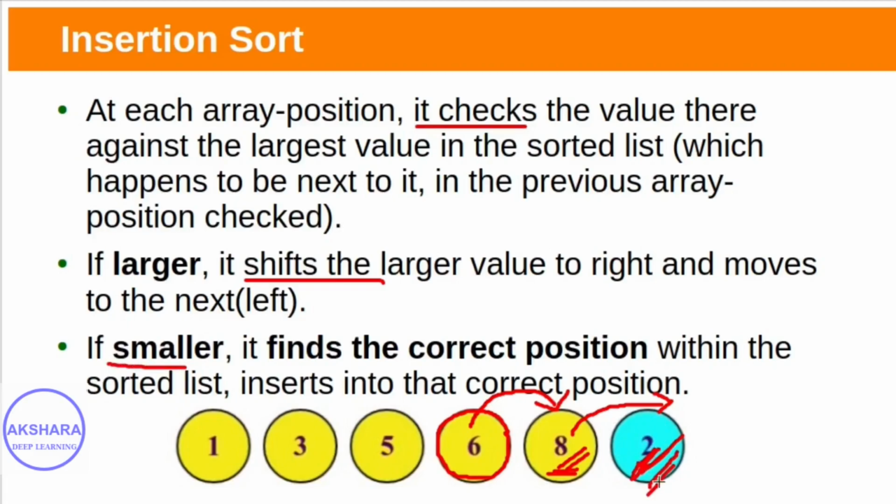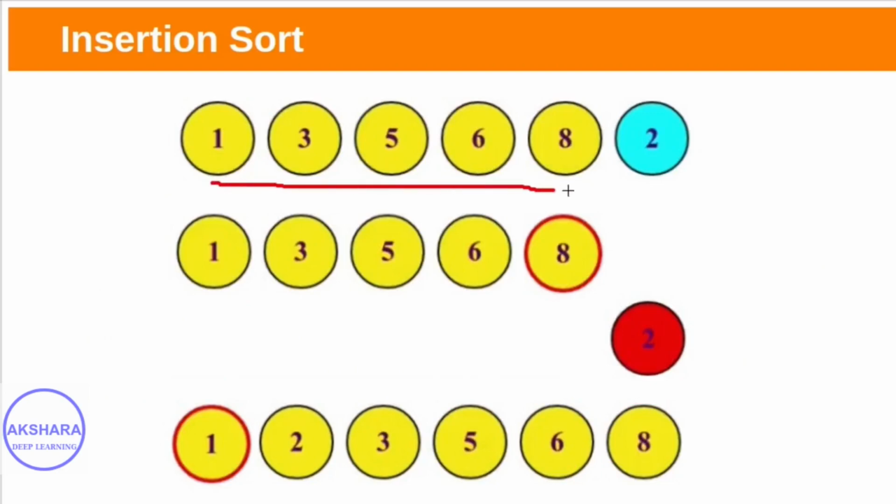See here, suppose we have this sorted sublist and this is the unsorted sublist. First we need to remove this element from the input. So here it is removed. This will be compared against the largest value within the sorted sublist. Means this will be compared with this 8. 8 is greater than 2. So 8 will be shifted to the right.